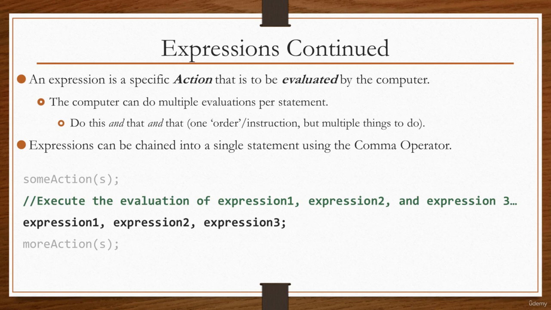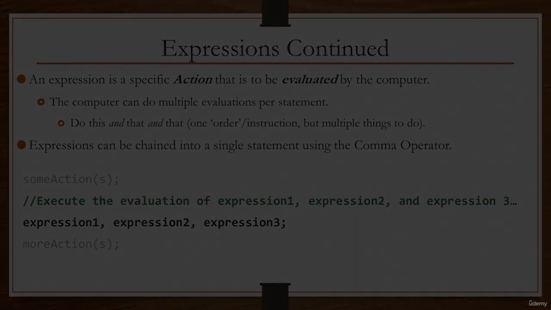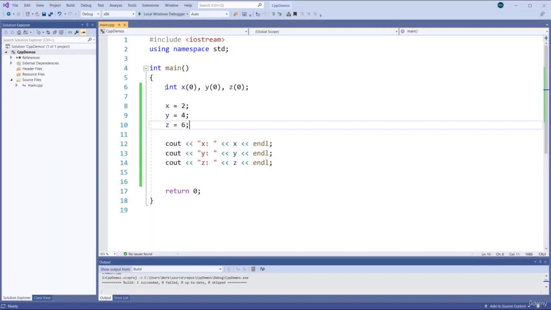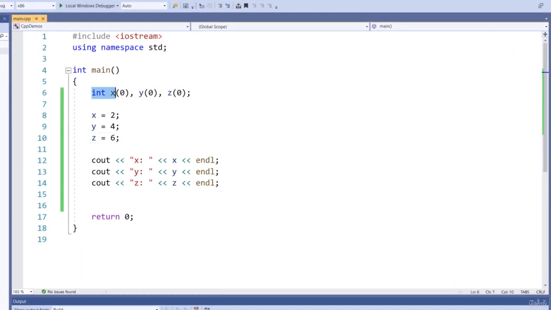In the actual statement you can see expression 1, comma, expression 2, comma, and then expression 3, and then we end that off with a semicolon. And then we continue to the next statement. So I have a really simple program here. I'm declaring and initializing 3 variables, x, y, and z. I'm initializing all of those to 0. And with these 3 statements, I set x to 2, y to 4, and z to 6. Then I go and print those out.